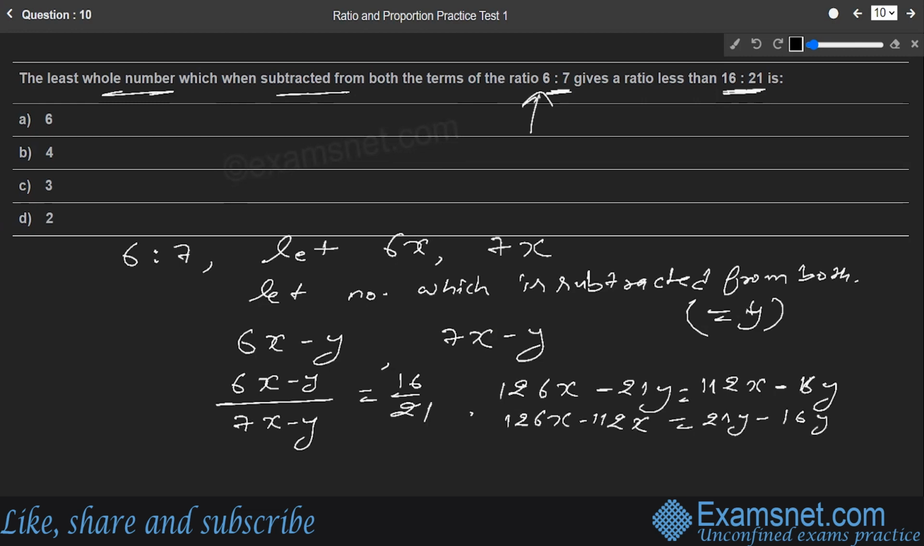So this becomes how much? 14x is equal to 5y. So x by y comes out to be 5 by 14. The x by y value should come out to be 5 by 14. So this is how we can get it.